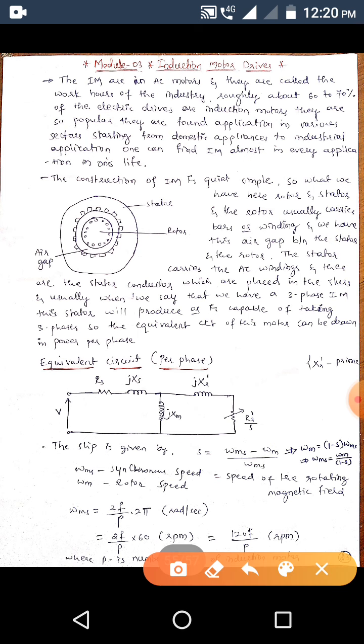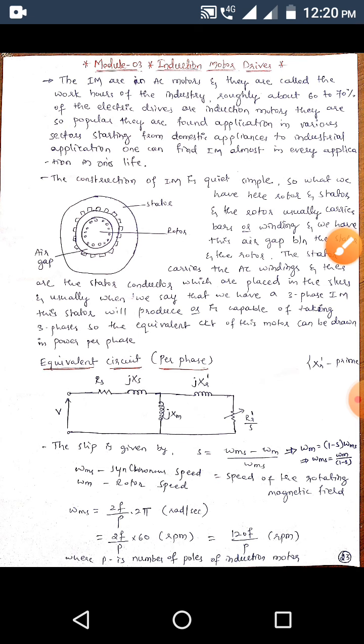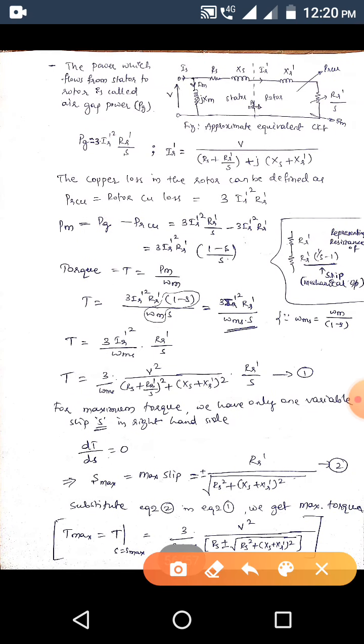So let us consider the equivalent circuit diagram. If we shift the magnetizing circuit to the left hand side, that is the approximate equivalent circuit, then it will look like this. Let us redraw the equivalent circuit diagram per phase.